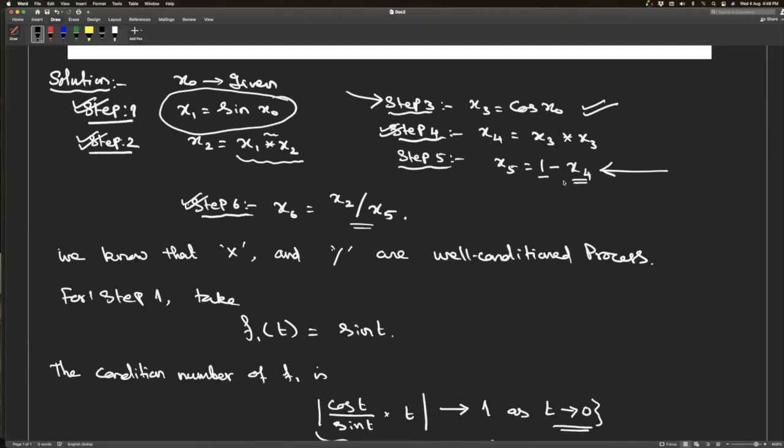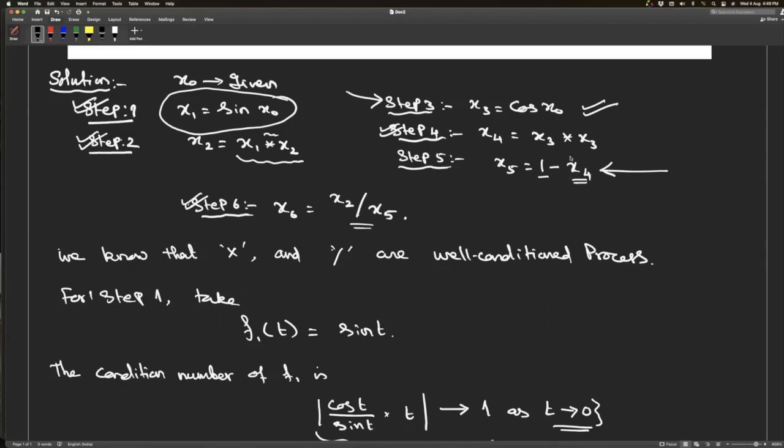Okay, this is something which we know, but from the examination point of view, you have to write the answer like this. You are only allowed to directly write multiplication, addition, and division, whereas subtraction, you have to explicitly write the condition number and give the argument that it is going to be ill-conditioned near the point where we are interested in. In this case, it is the point 0.